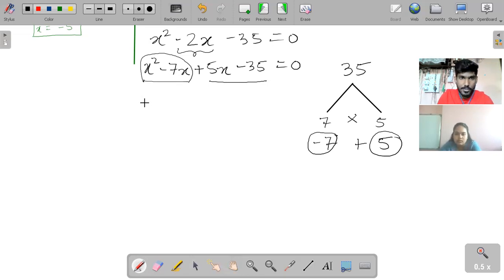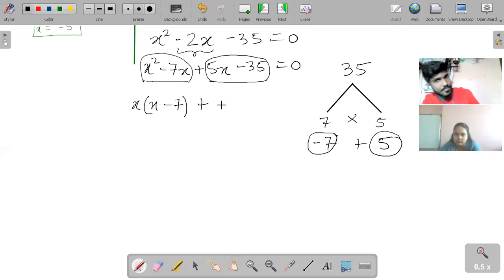X is common. So you take X, factor it outside. What will remain inside the bracket? X minus 7. Okay, X came out. This X I have taken common outside. Plus, in the second pair, what is common?